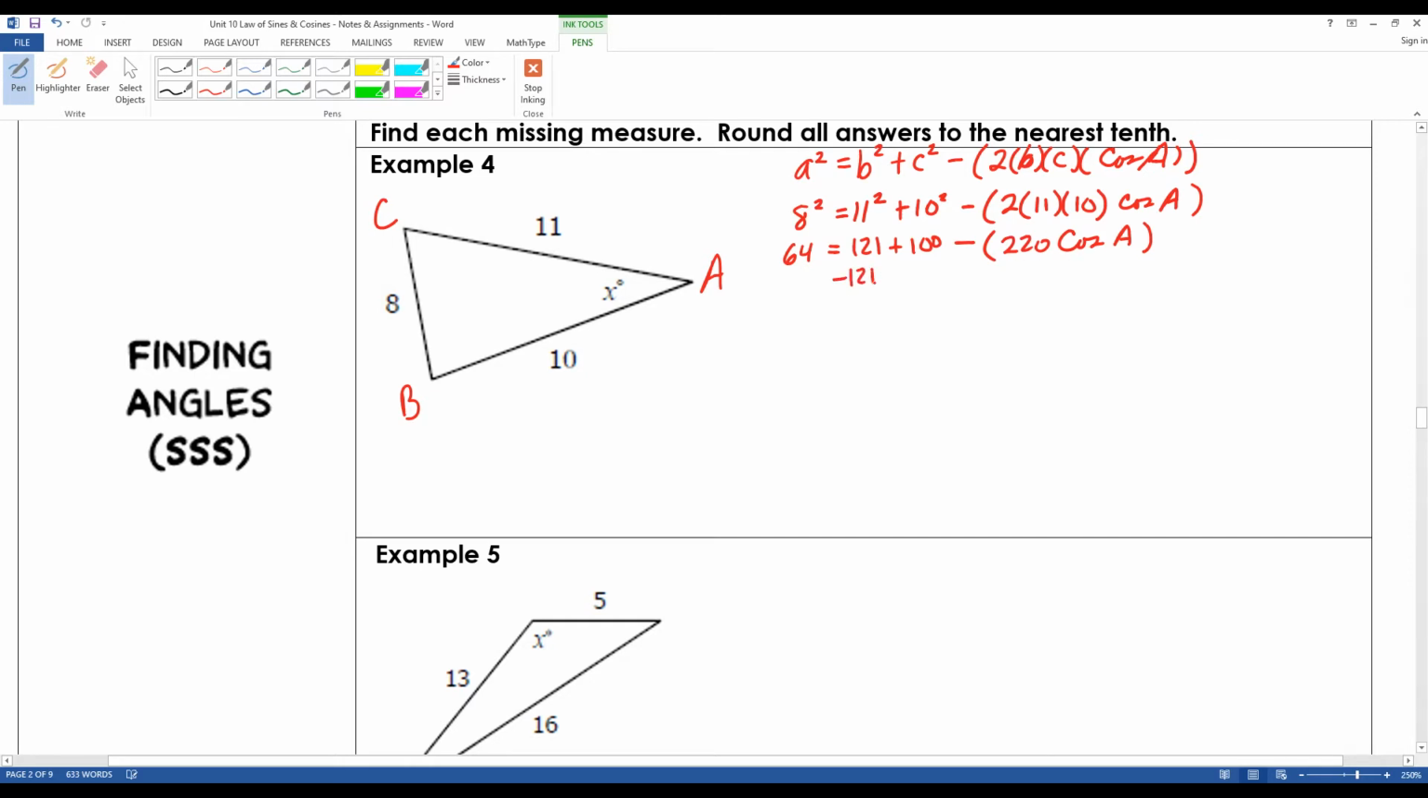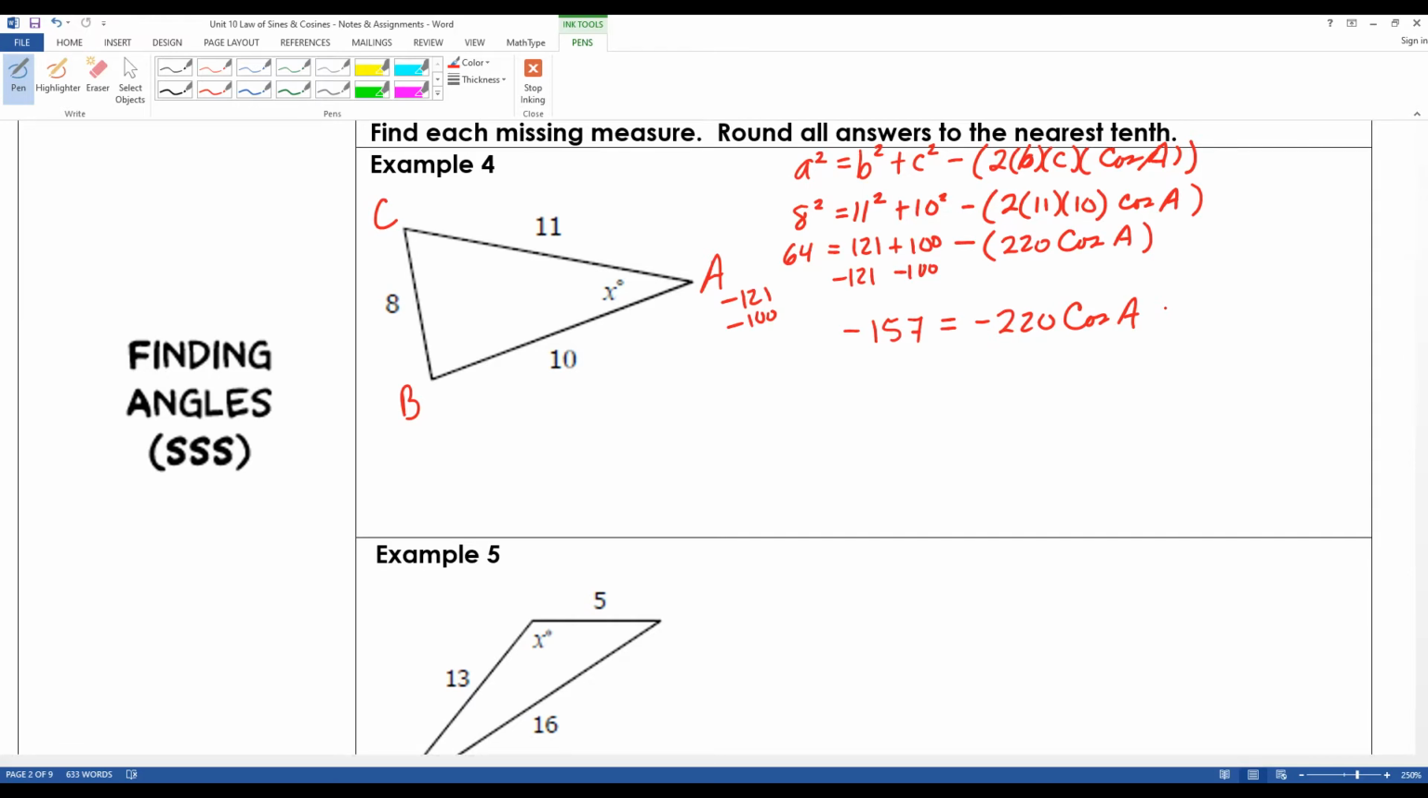So I'm going to subtract the 121 and subtract the 100. So 64 minus 121 minus 100. What's that going to be? That's negative 157. It's going to equal negative 220 times the cosine of A. I don't need the parentheses anymore since that's the only thing on the right-hand side of the equation now.